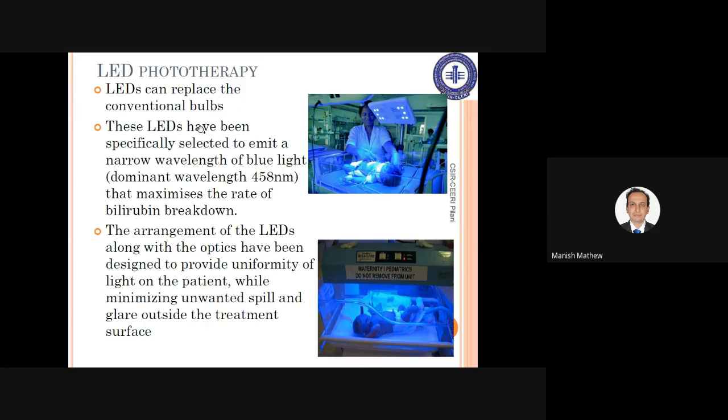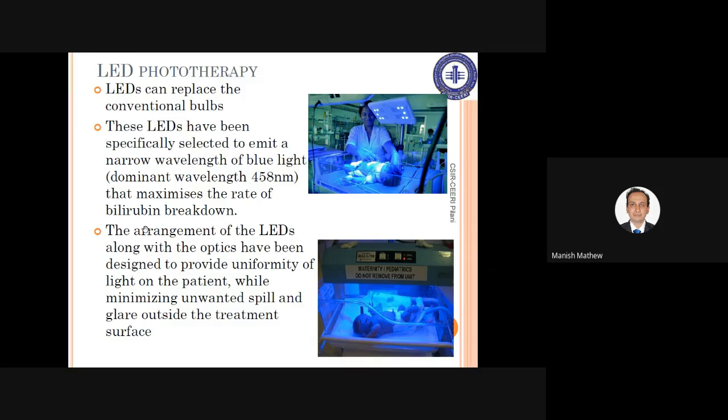And other than that, LEDs can be specially selected. For this disease you need a particular wavelength. In this case, the dominant wavelength is 458 nanometers. While if you have a bulb, then you don't get a particular dominant wavelength; there would be multiple wavelengths. So here we can put a dominant wavelength on a baby, and in this way we can maximize the rate of bilirubin breakdown.